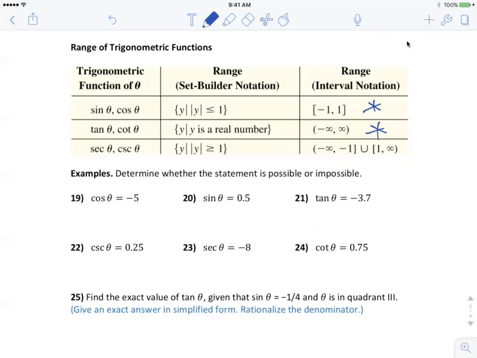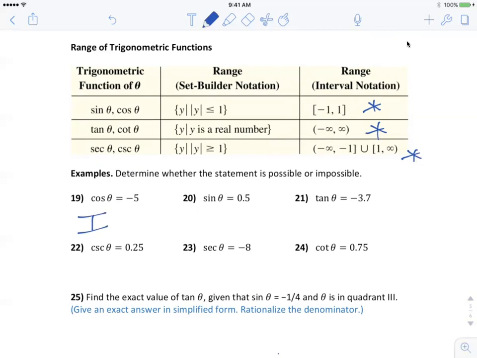Okay. And then for secant and cosecant, those are the reciprocals of sine and cosine. So there the range is opposite. It's not between -1 and 1. It's on the outside, either greater than 1 or less than -1. Okay. So to practice this, we've got some examples here. Is it possible or impossible? Can the cosine of an angle be -5? That's impossible. Let's just put I for impossible, so I don't have to write out the whole word.